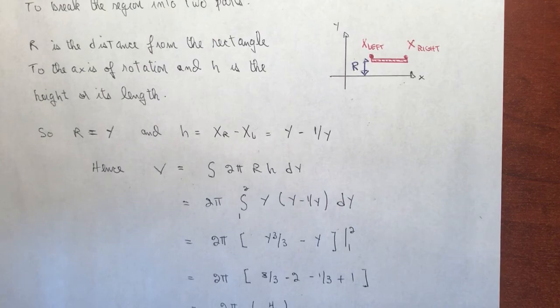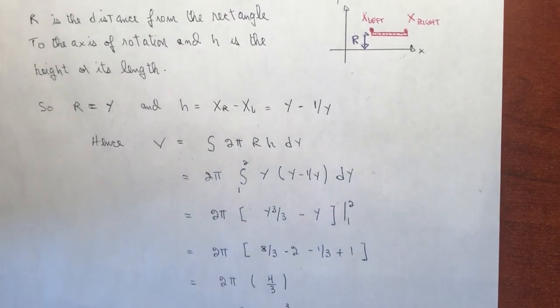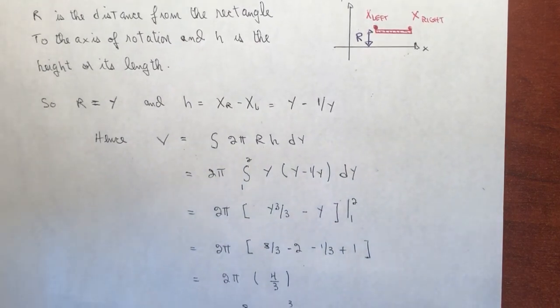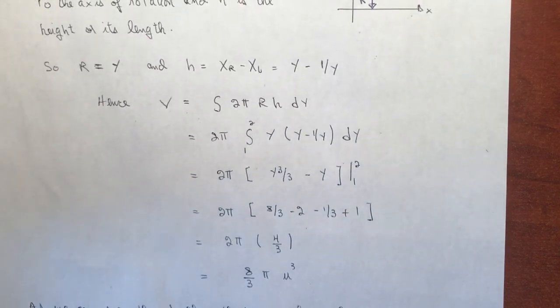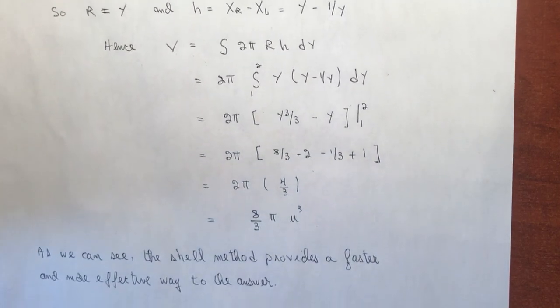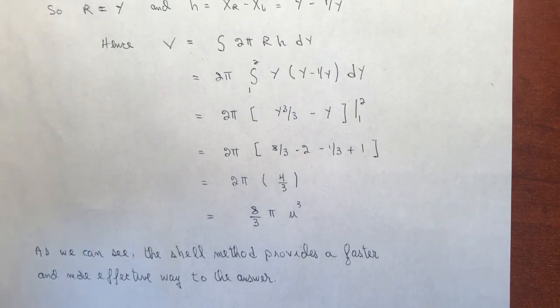So FTC part 2, plug in the upper bound 2, 8/3 minus 2. Plug in the lower bound 1, minus 1/3 plus 1. So basically we get 4/3 inside of this bracket times the 2 pi that we have outside gives us, of course, the same answer as the one we got using discs, so 8 over 3 pi cubic units. As a conclusion, all we can say is that, yes, indeed, the shell method looks to be a little faster and more efficient in order to reach the answer.